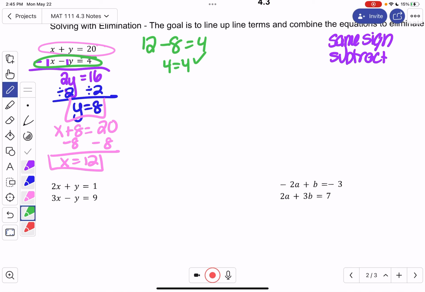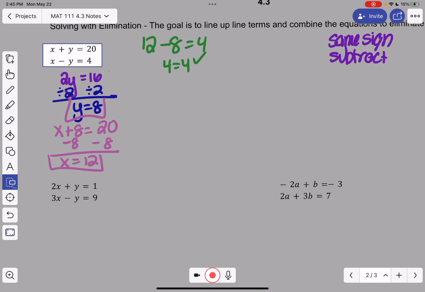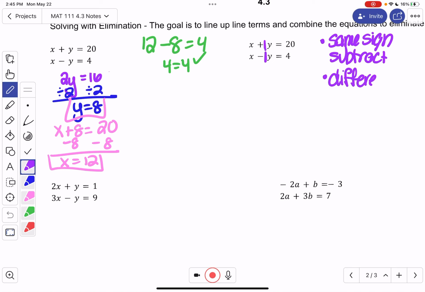Another thing is it doesn't have to be the x's that you look at that match. It could be the y's. So over in the same thing, our y's both have 1s in front of them, but those are different signs. So this time we're going to add. If the numbers are the same and they have the same sign, you subtract. If they're the same number but different signs, you add everything.